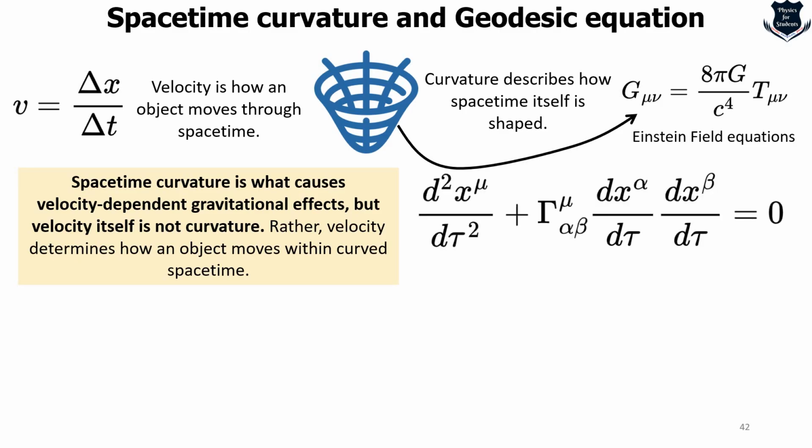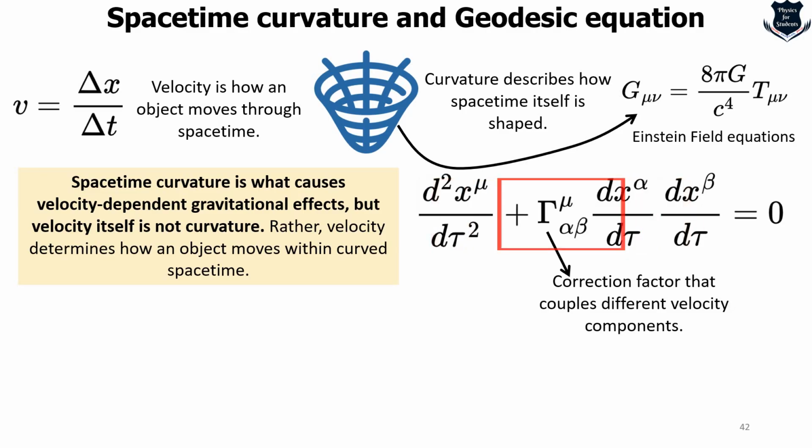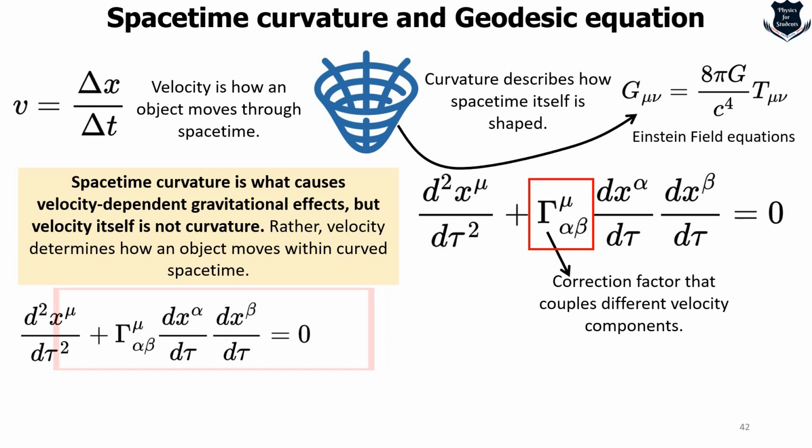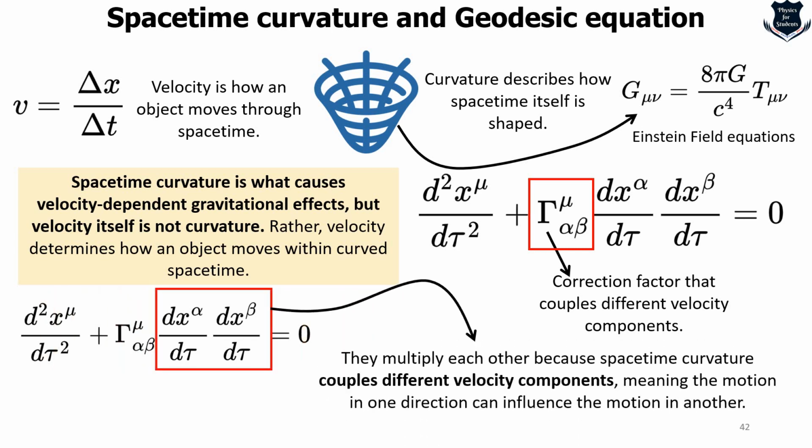The geodesic equation that we saw over here, this Christoffel symbol acts as a correction factor. That means it actually corrects these two parts, the 4-acceleration, this part, and when we take these 4-velocities, it actually tells that they multiply each other because space-time curvature couples different velocity components.